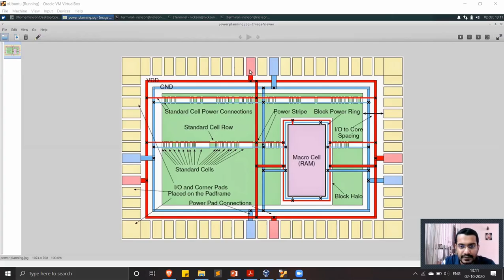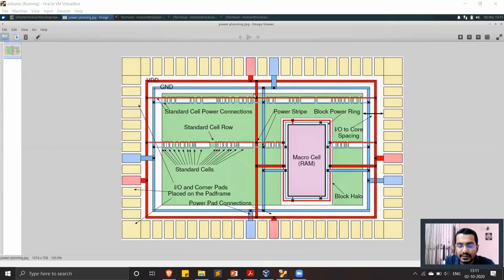Now focus on these red ones. This red pad is the power pad, and the blue pad is the ground pad. The power into the chip is coming into these pads, and from the pads the power gets supplied to this ring. Similarly, the cross which you see is the via that is connecting the pads to the ring. Similarly, for the ground we have an inner ring. So now the power can reach the ring from the pads.